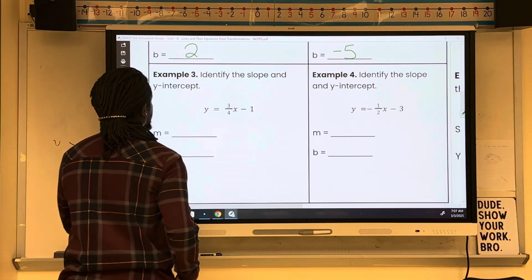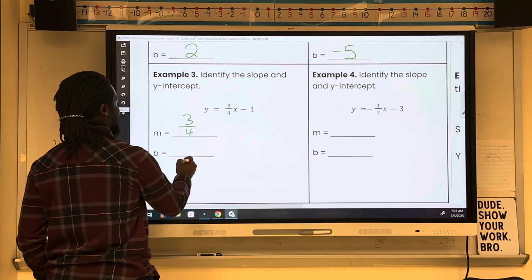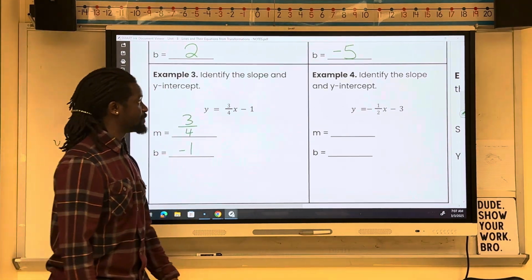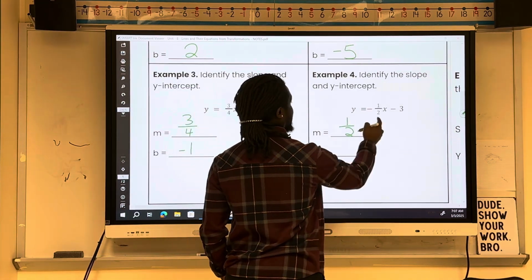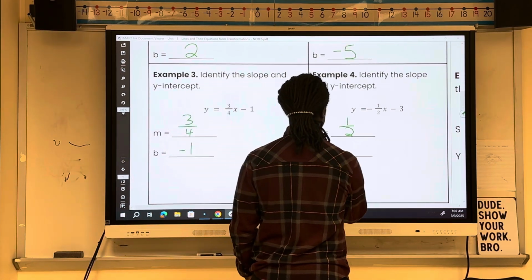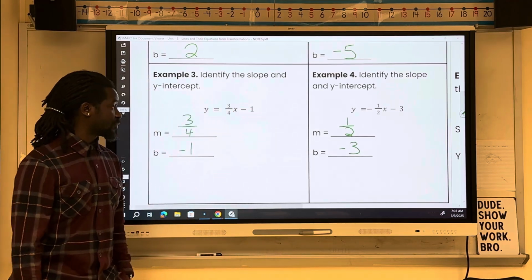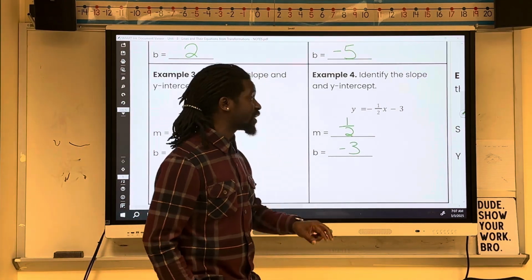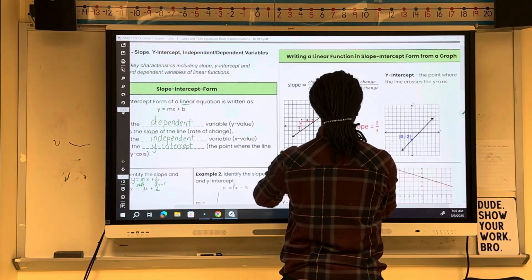All right, so the slope is 3/4. The y-intercept is -1. Easy money. Identify the slope and the y-intercept. The slope here is, again, the number in front of the letter, the coefficient, and then the b is the constant by itself. It is -3. That's simple. We're just identifying the slope and the y-intercept when it's written.